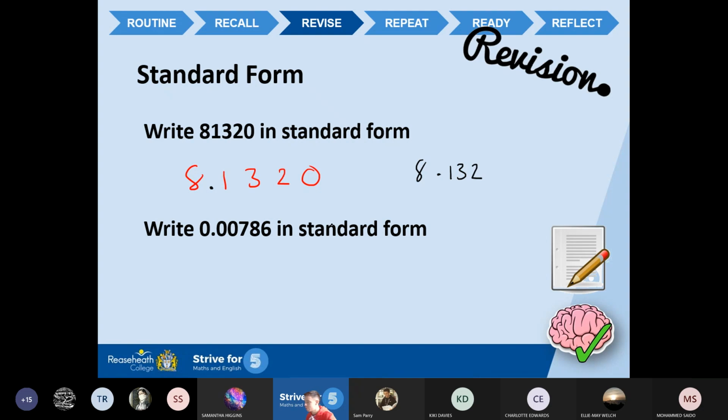8.132. Remember, standard form, we always times it by 10. Okay, now what I need is the little number, the indice. How do I do that? I have to count how many jumps the decimal point makes to get from here to here. Okay, you ready? 1, 2, 3, 4. So it's going to be 10 to the power of 4.